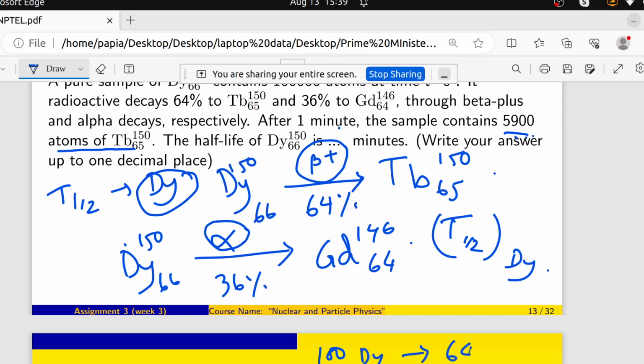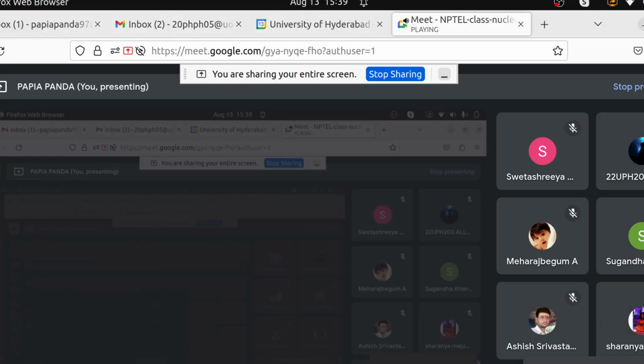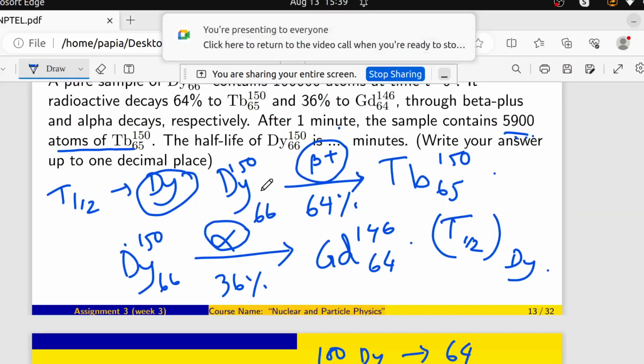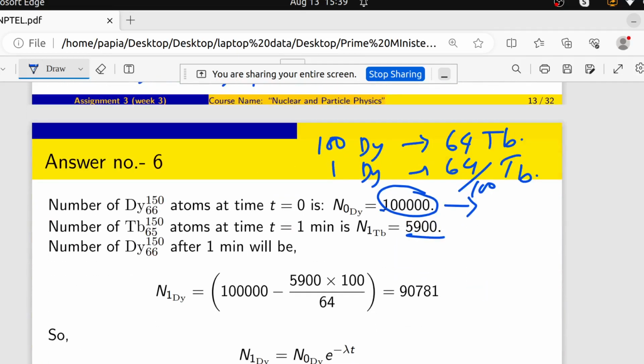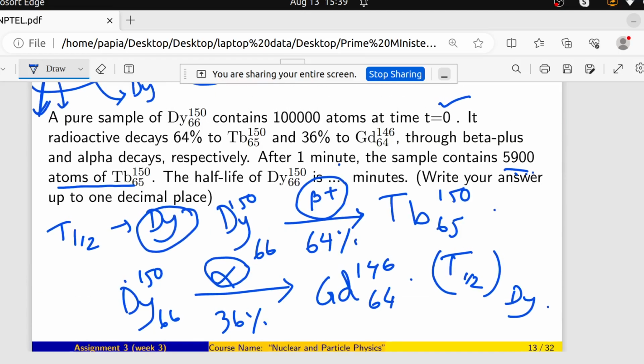Among that 64, the number of particles will go to Tb. If I have 1 element of Dy, then 64 divided by 100 will go to Tb, and I have 1 lakh Dy at the very first. Then how much will go? Okay, so 5900, right?